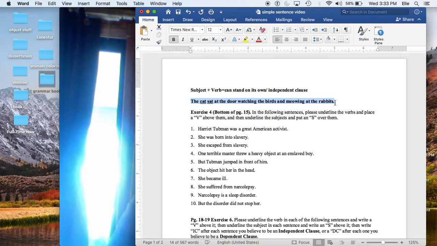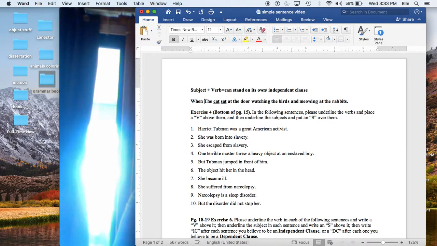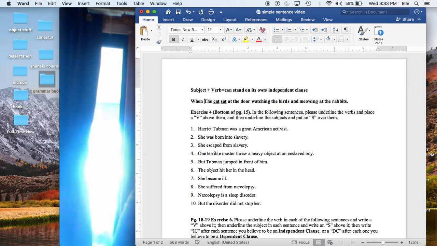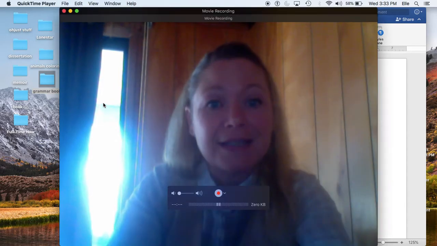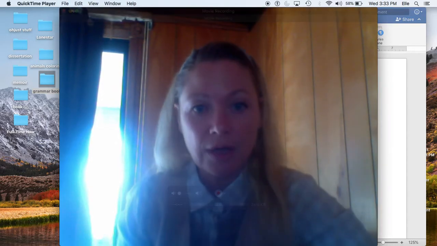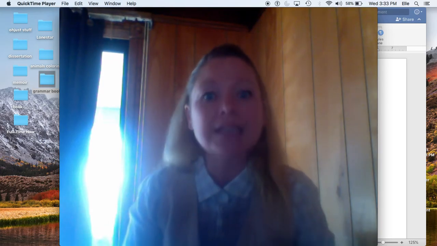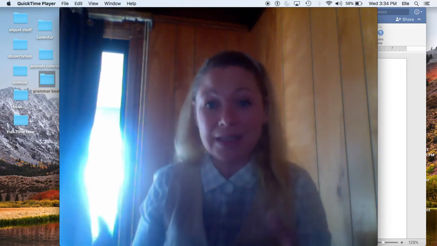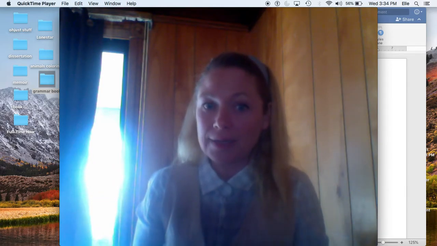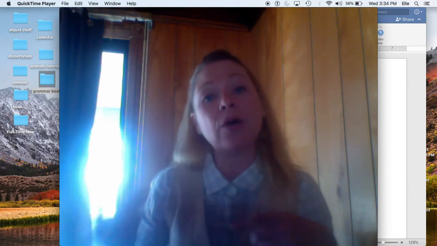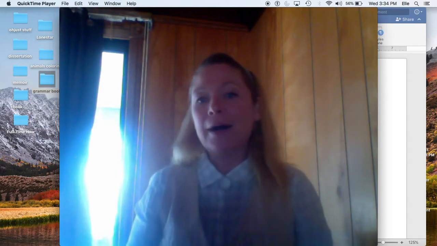Now, just as an example, I'll turn it into a dependent clause so that you understand the difference between independent and dependent. If I added a subordinating conjunction, such as when, or because, or although: when the cat sat at the door watching the birds and meowing at the rabbits, doesn't that bother you? It's like a lean forward clause because you don't know what's coming next. It needs to be finished. It's a dependent clause. We only use dependent clauses in complex sentences, which I'll talk about in the video on complex sentences. But that's the difference.